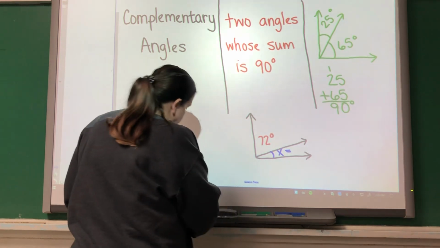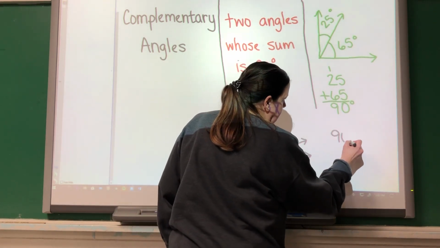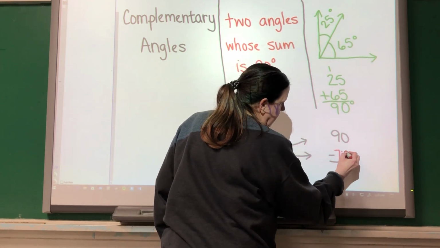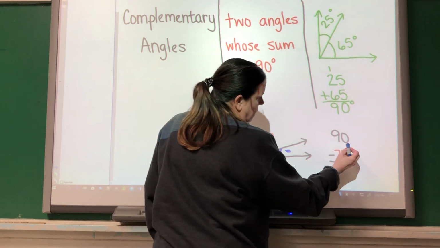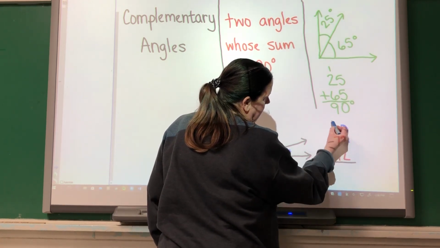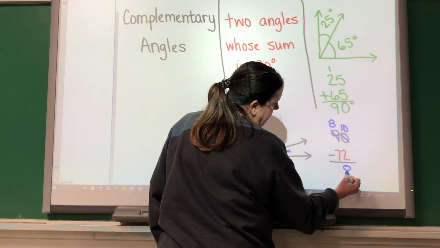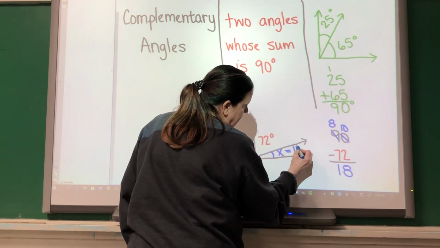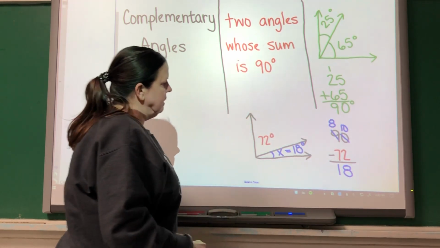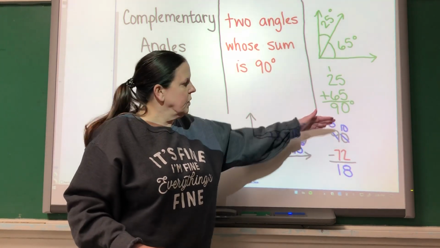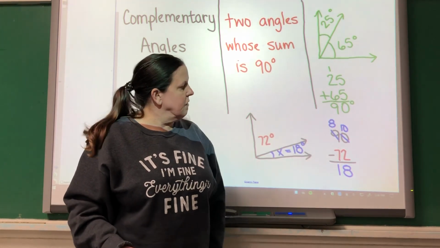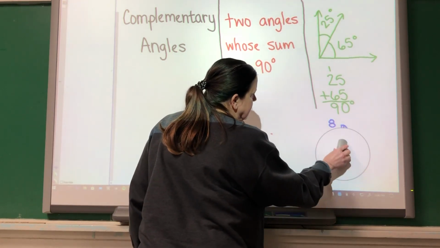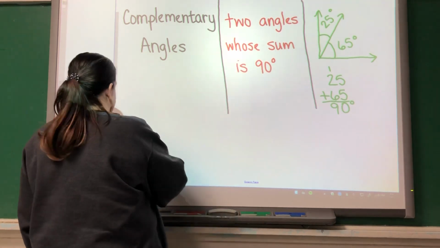So to find X, we will take our 90, we will subtract the one that we know. So we have to borrow here, make this an 8. 10 minus 2 is 8. 8 minus 7 is 1. So this angle right here is 18 degrees. Okay, so you're going to have a worksheet where you're going to have to do some of this. Okay? All right, so complementary angles, 2 angles whose sum is 90 degrees.